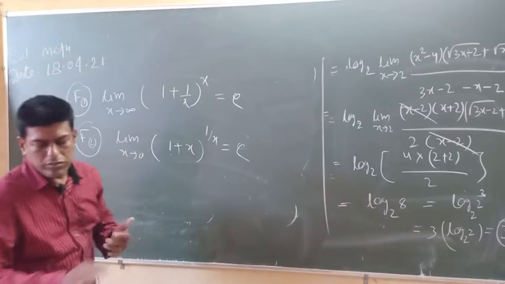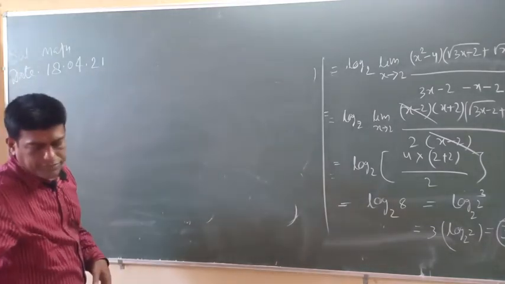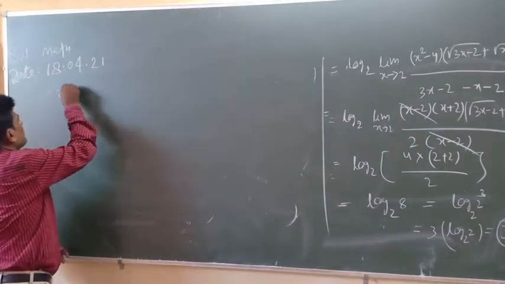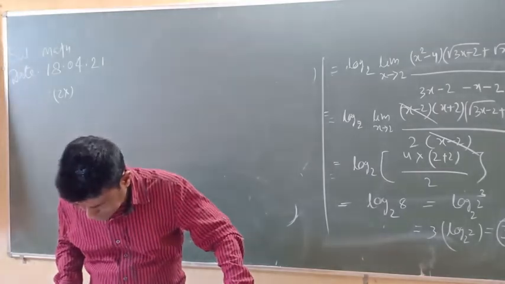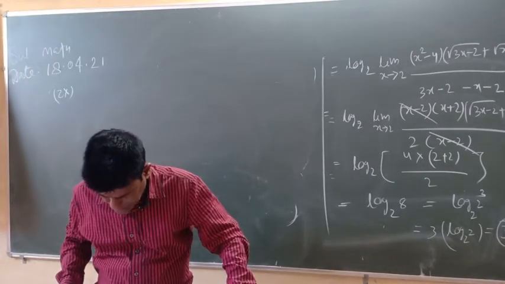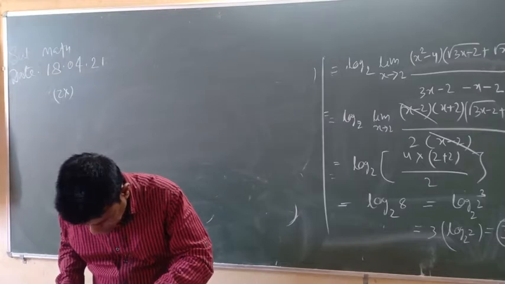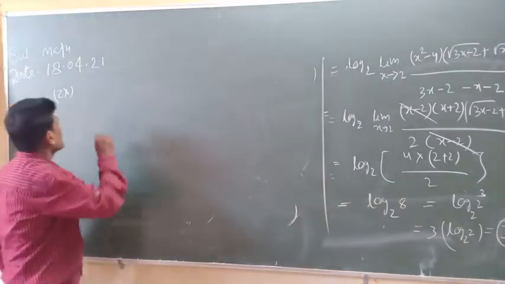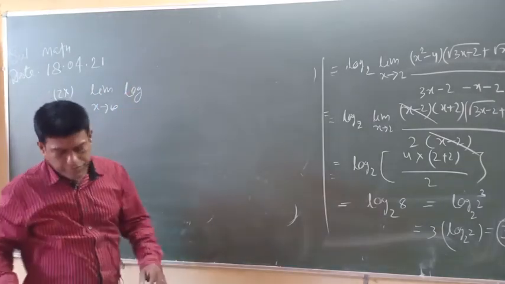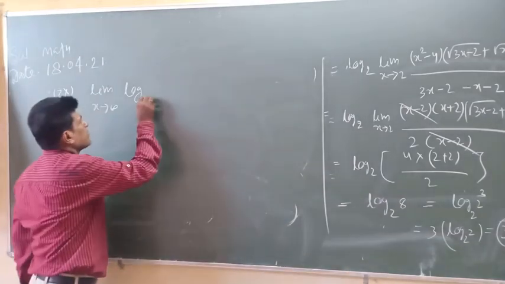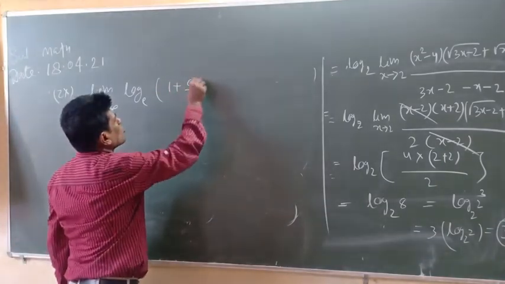Okay, now I am going to solve 9 only. That 9 is given: limit x tends to infinity of log, the base is not given, so here the base is e, of 1 plus a by x, 1 plus a by x to the power x.